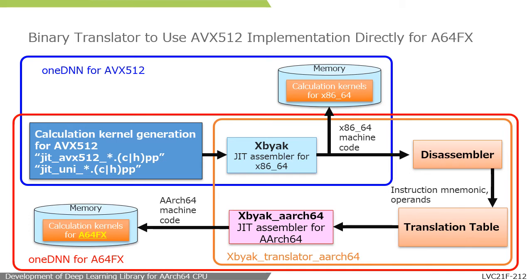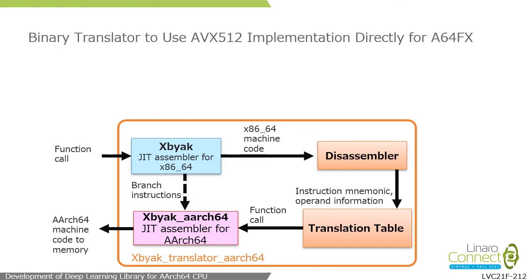The original implementation for AVX512 generates machine code for Intel CPU by using Xbyak. The translator uses the disassembler to extract the instruction mnemonic and operand information from the machine code of Intel CPU. And the translation table contains the correspondence between Intel CPU instructions and ARM CPU instructions. Using this table, Xbyak AArch64 functions are called to generate ARM machine code, which performs the same operation as the instruction generated by Xbyak. By repeating these processes, the entire calculation kernel can be converted for A64FX. Next, I'll explain the four components of the translator in turn.